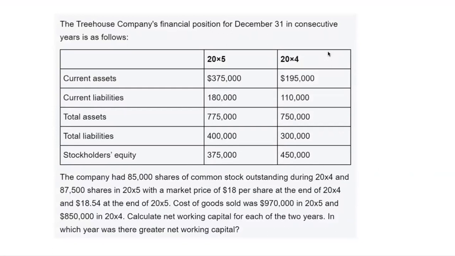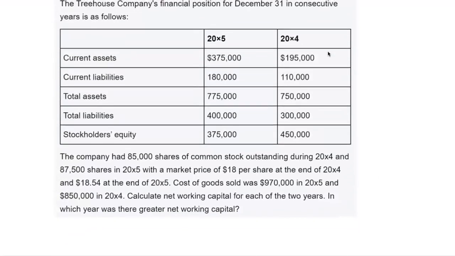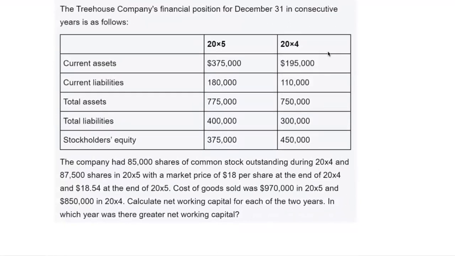Okay, calculate net working capital for each of the 2 years. In which year was there greater net working capital? So anong formula ng ating net working capital? That would be simply current assets minus current liability. So all you have to do here, di ba, ang daming pampalito? May second paragraph ka pang nakikita, di ba? Pero that's all. Kaya napapansin mo yung technique natin, lagi kong sinisimulan sa question stem.